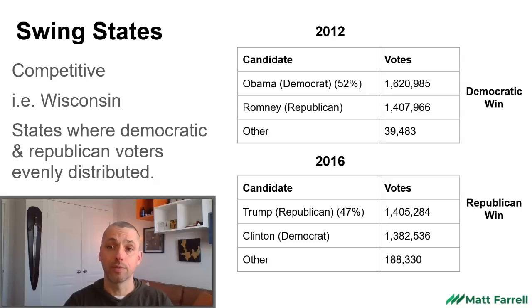Even things like third-party votes. For example, there were only 40,000 votes cast for third parties in 2012, but almost 200,000 in 2016. So the presence of a third-party candidate on the ballot could be important as well.